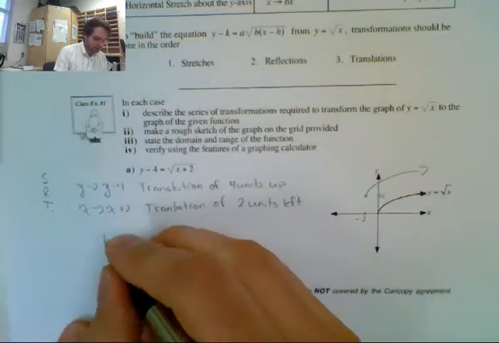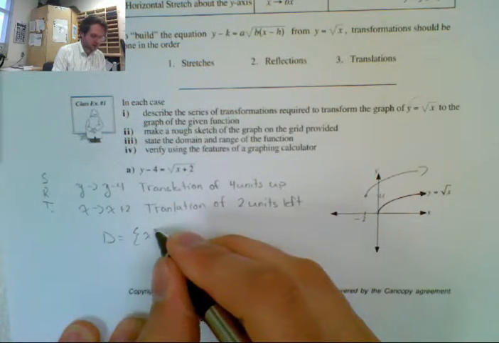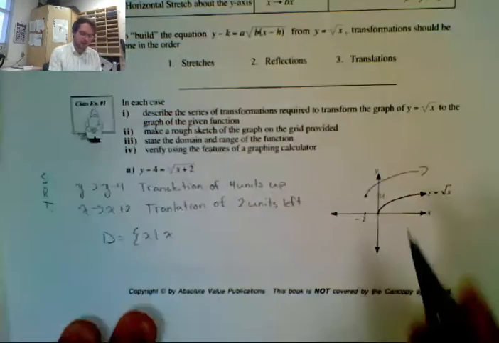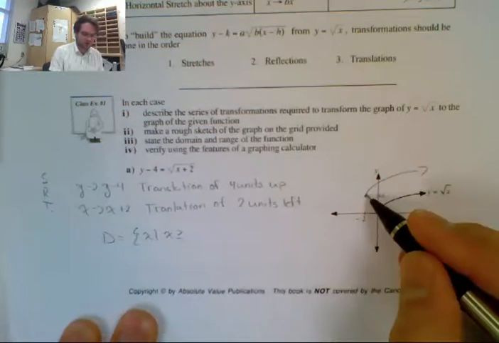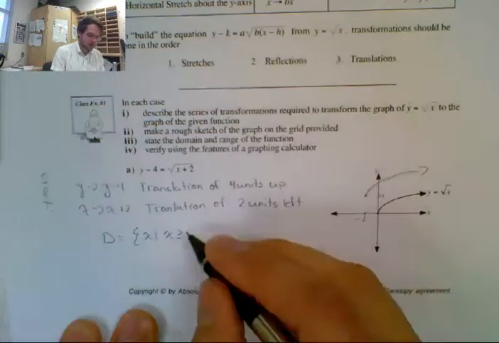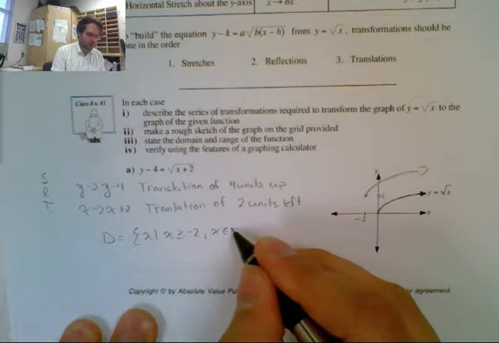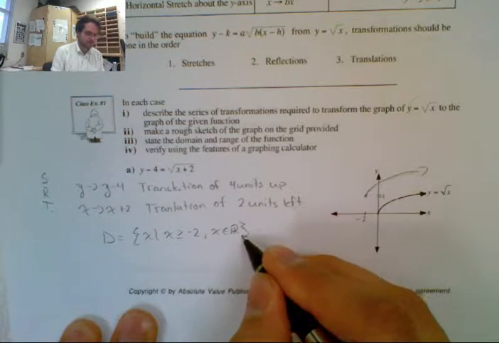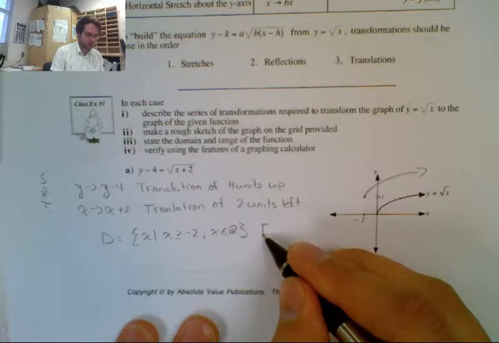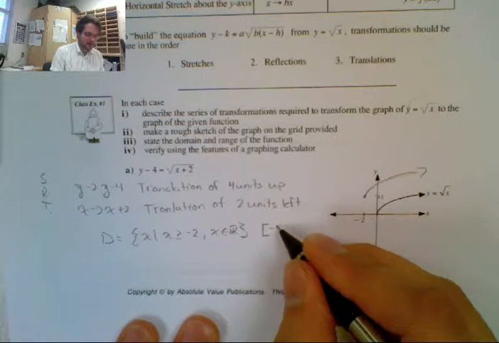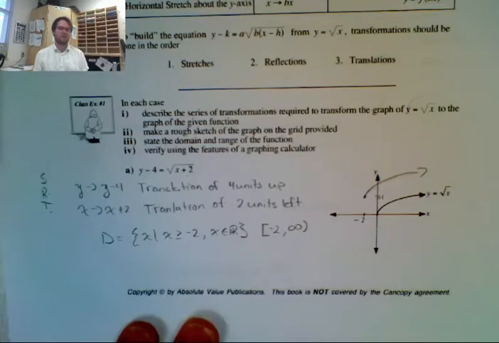So my domain is going to be equal to x such that x must be, if we look at this here, greater than or equal to -2, because it starts from -2, where x is an element of all real numbers. And we could also write that like this: we're going to have -2, comma, and it goes on forever that way, infinity.